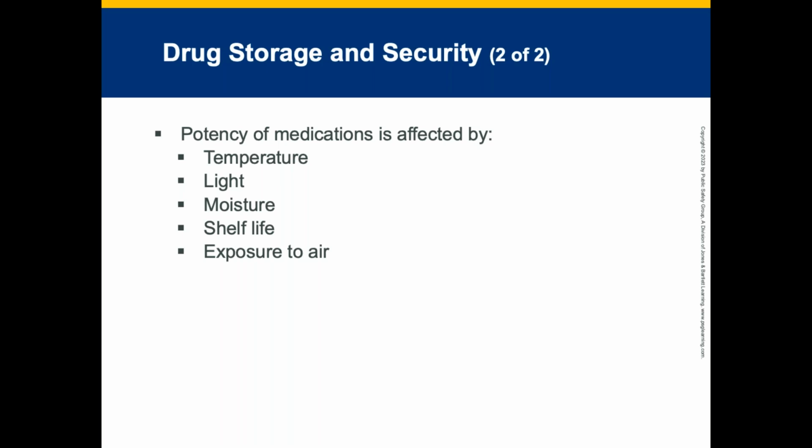Moisture, shelf life, and exposure to air are all different things that the potency of the medication can be affected by. Expired controlled medications must be destroyed. Destruction must be witnessed by 2 employees and documented on proper forms. Again, if you are an AEMT, you're not going to be handling anything with narcotics anyways, all right? You don't destroy it. You don't sign as a witness of waste, right? None of that can happen. So you don't have to worry about that part of it.